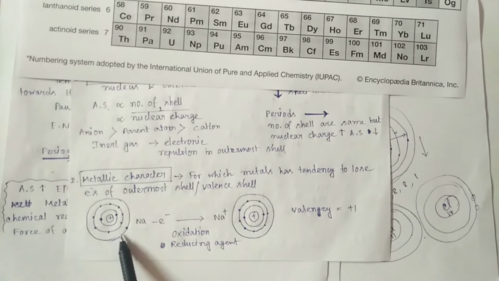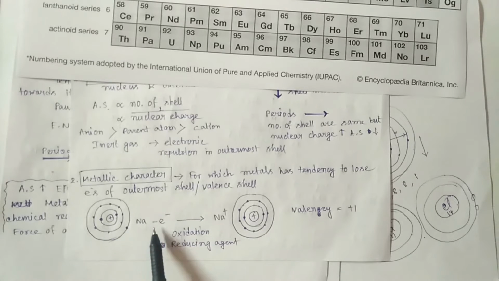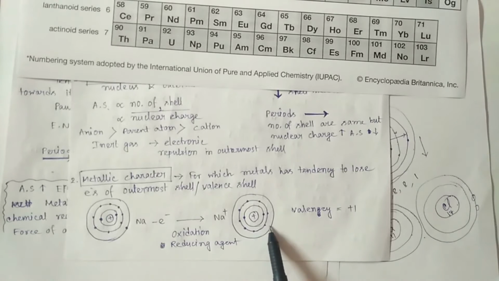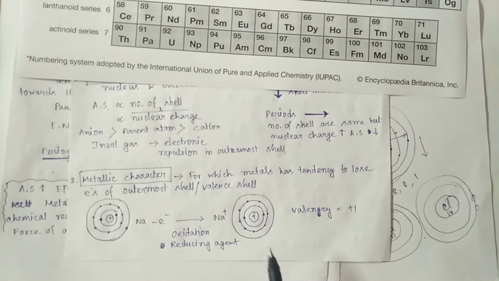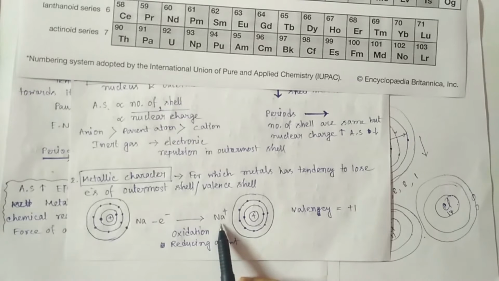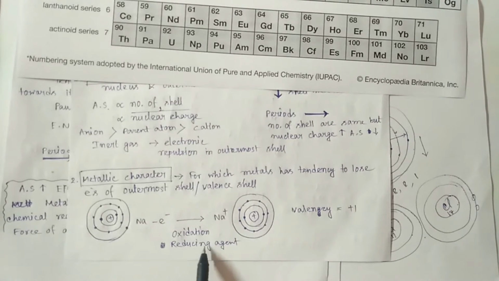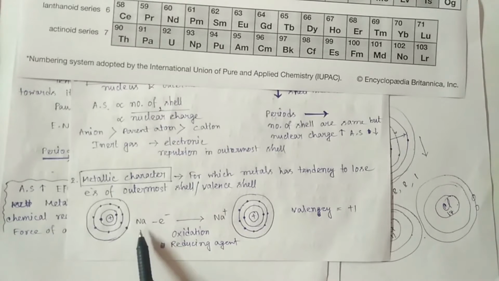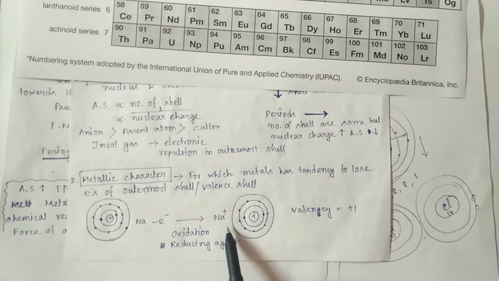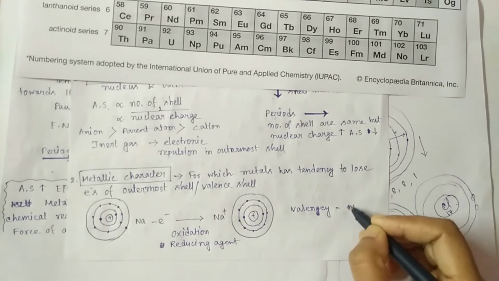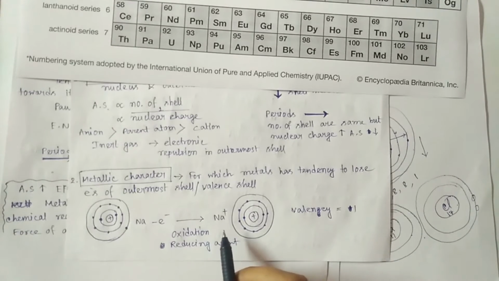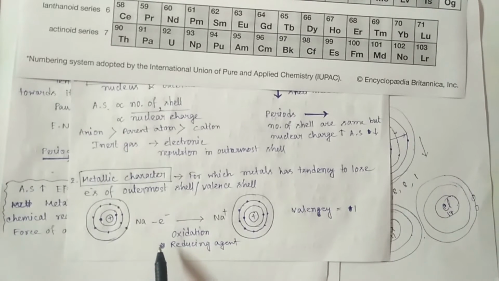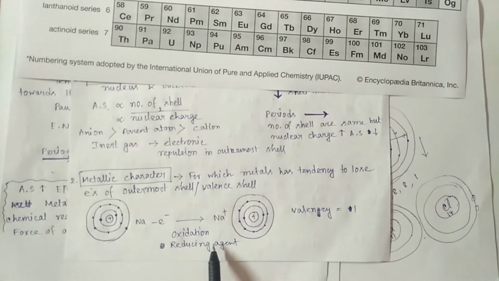For example, sodium has 1 electron in its valence shell, and it donates that electron, because it has to get an electronic configuration like an inert gas. So it will become Na+. This is a kind of oxidation, because sodium donates an electron, and that is why its oxidation state is +1. Valency is 1, but oxidation state is +1. So if oxidation state goes from 0 to +1, it is called oxidation.